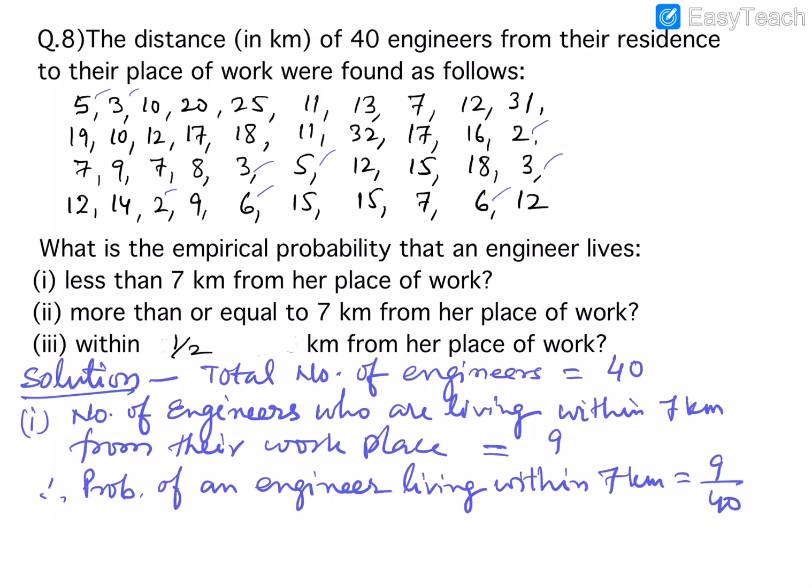Here total number of engineers is equal to 40 and these will make the total number of trials. Now number of engineers who are living within 7 kilometers from their workplace. How many engineers are there who live within 7 kilometers? This is 1, this is 2, this is 3, 4, 5, 6, 7, 8 and 9. So probability of an engineer chosen at random living within 7 kilometers is equal to 9 by 40.